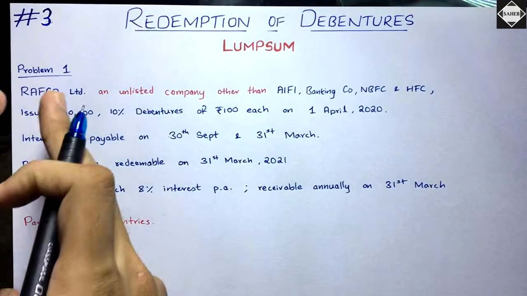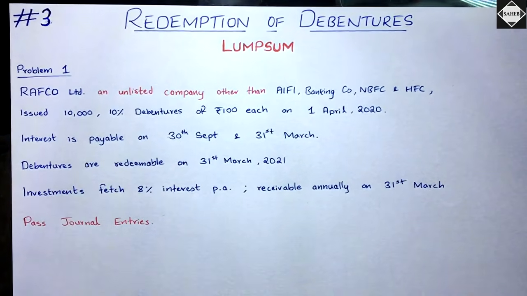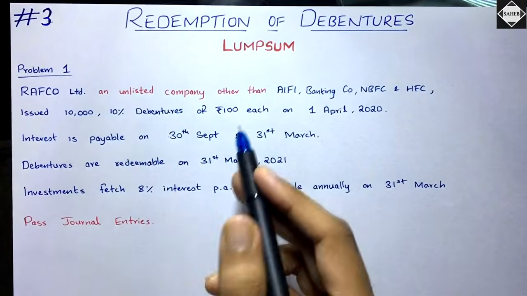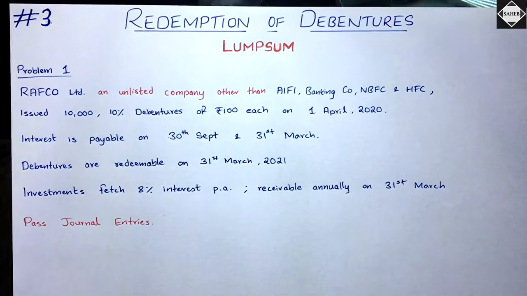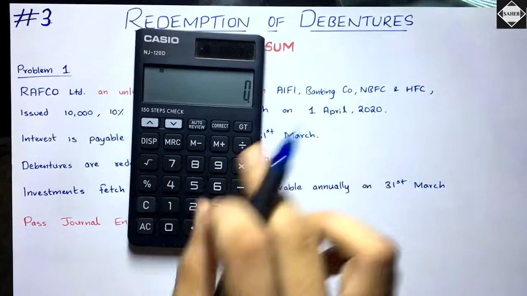Then they are saying this company, which company? RAFCO Limited issued 10,000 10% debentures of rupees 100 each on 1st April 2020. So how much is that? 10,000 debentures they are issuing.